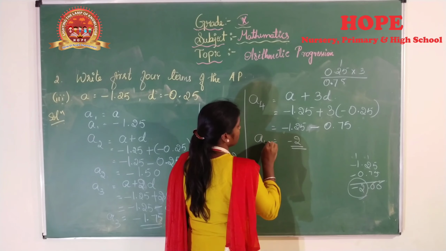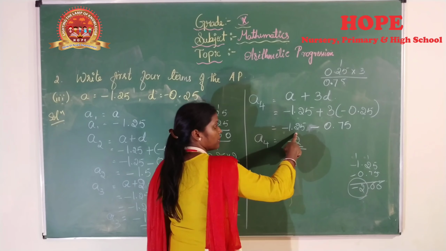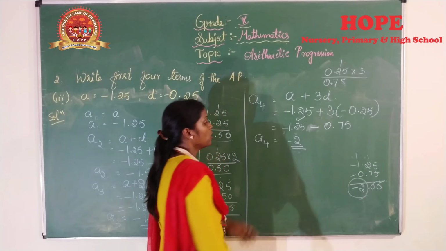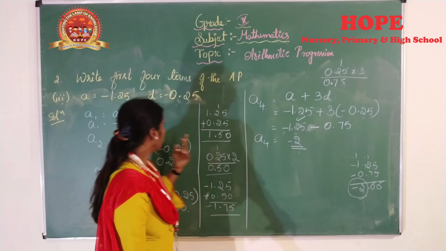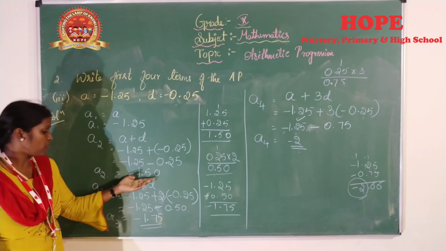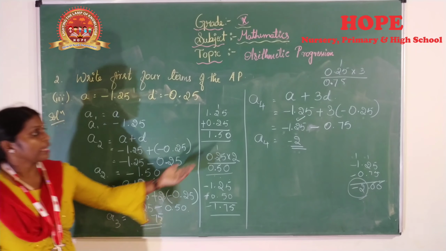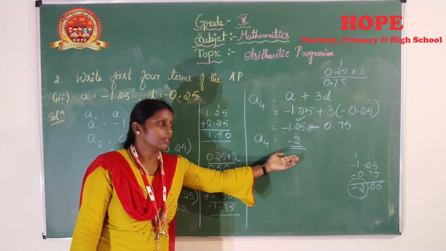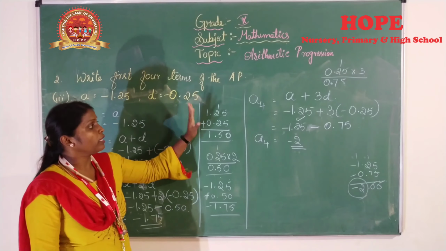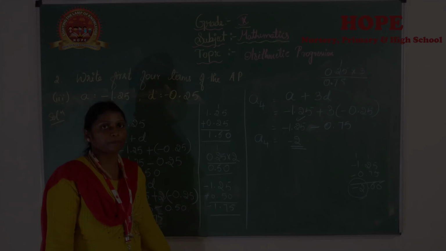The value of A4 is minus 2, and why minus? The greater number is 1.25 and the sign of the greater number is minus, so it is minus 2. So the A1 value is minus 1.25, A2 value is minus 1.50, A3 value is minus 1.75, and A4 value is minus 2. The common difference in all of this is only minus 0.25.